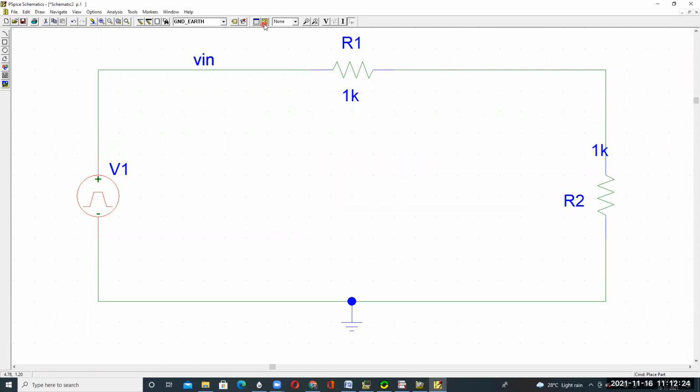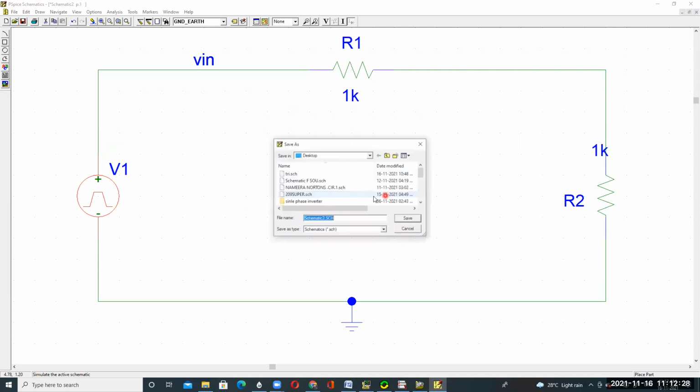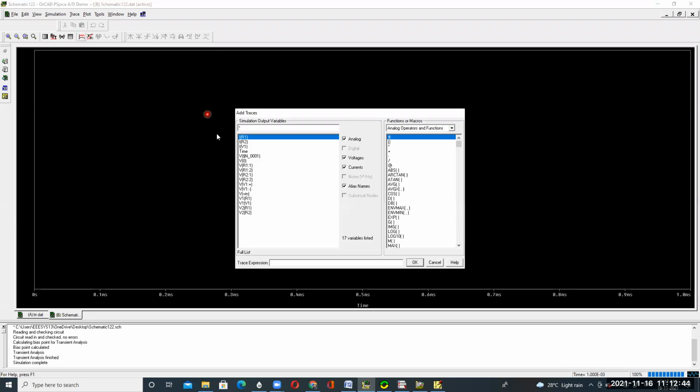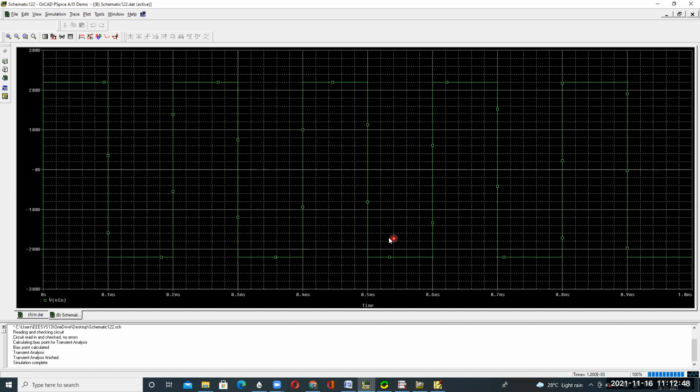Then go to simulate. Before simulating, save this schematic. Take any volume and name it, for example schematic 122. Then you will get a new window. In this window, take the input, which is called my input V in, and the waveform will be generated like this.